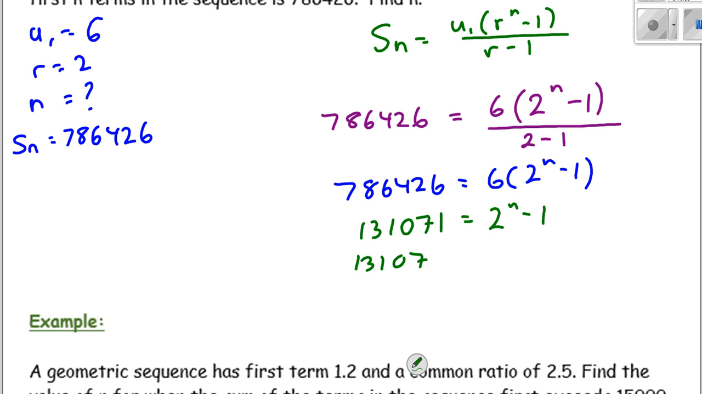And then you have to do some log business, unless you happen to get a nice power of 2. If that's a power of 2, we should get a whole number, so that must be a power of 2. A really big one though. Much bigger than 2 to the 9.